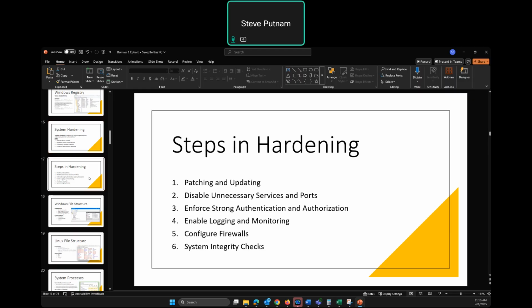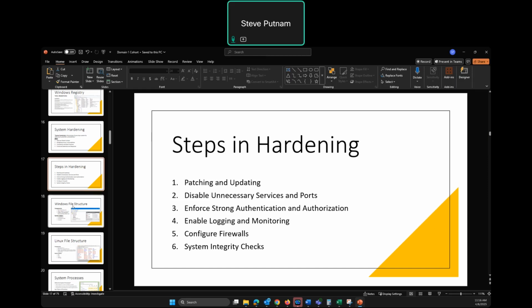All right, there's several steps in hardening. Let's take a look at those. So, you have your patching and updating as we talked about, disabling unnecessary services and ports, enforcing strong authentication and authorization, enabling logging and monitoring, configuring firewalls, system integrity checks. All of these things are part of hardening the system. Some of them can be done with patches. Some of them can be done with a script. But sometimes you may have to do it manually, and change the entire configuration baseline.